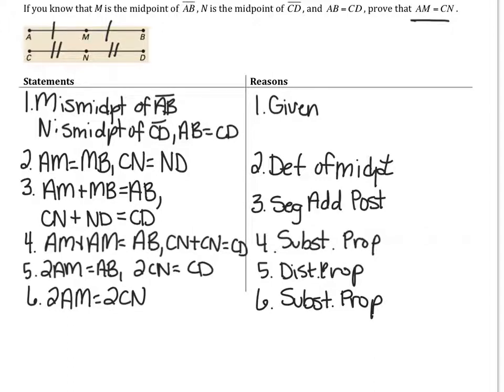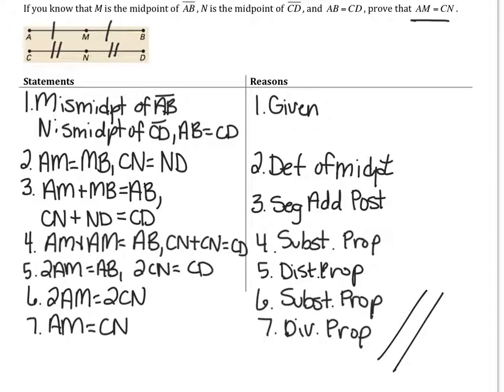So finally, if I just divide both sides by 2, I would end up with AM equals CN. Again, that's the division property because all I did was divide both sides by 2. And notice that was what we were supposed to solve and prove all along. AM is equal to CN. So now I have proven that AM is equal to CN given all of our information. So this proof is done.